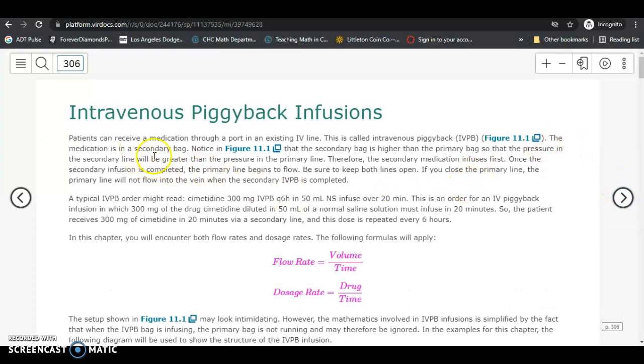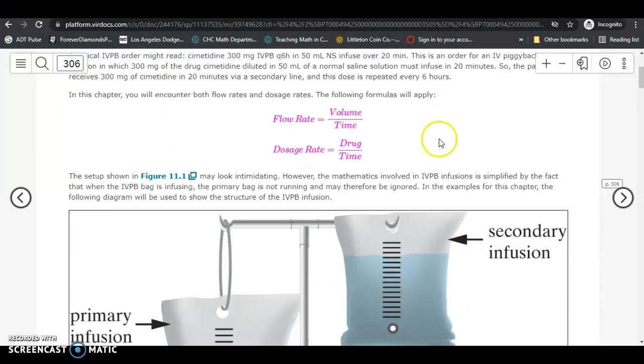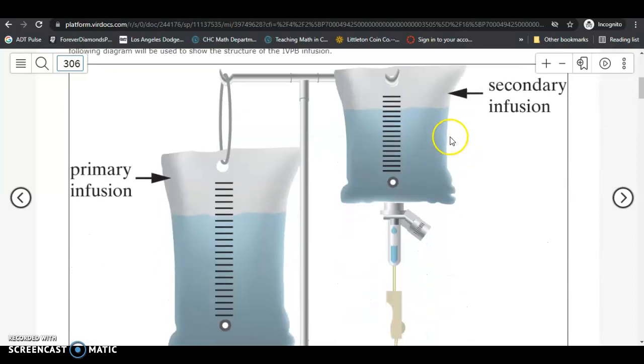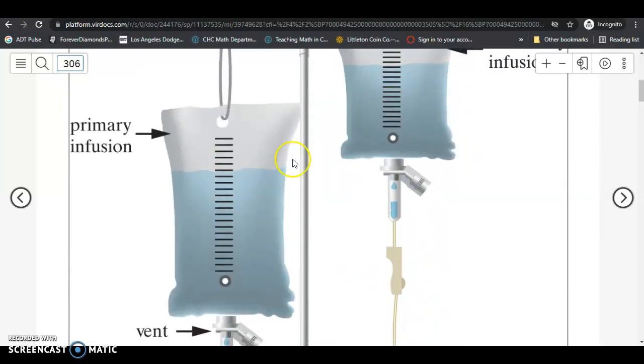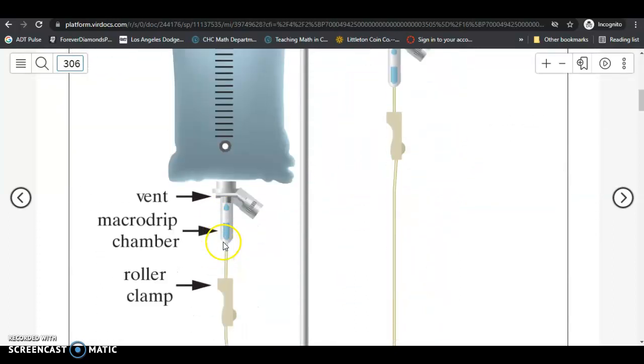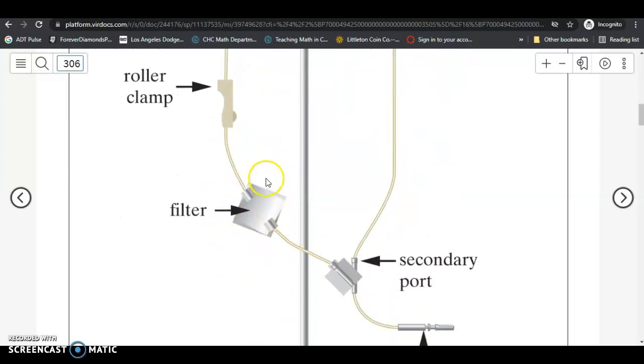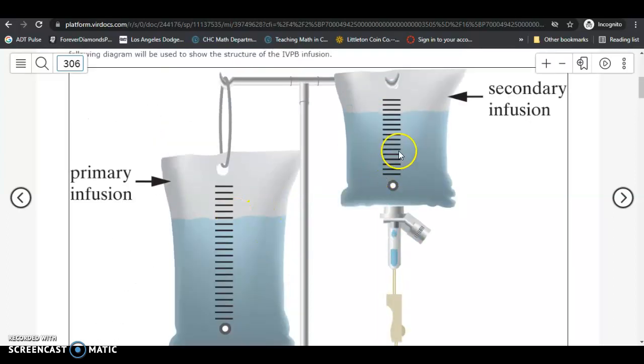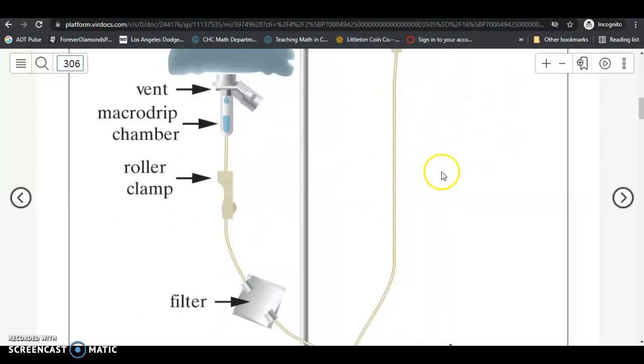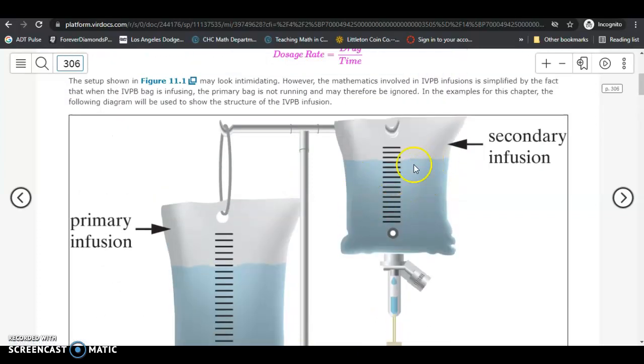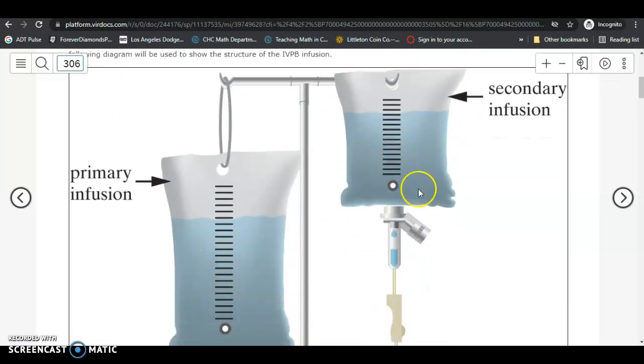Okay, so the next page talks about intravenous piggyback infusion, so I encourage you to read this on your own. But here's what this might look like. You have a primary infusion in this bag, and this is the primary IV line, which is here. Then you have another infusion taking place called a secondary infusion. This is what's called a piggyback. It's a smaller volume than the primary infusion, and it includes additional medication.